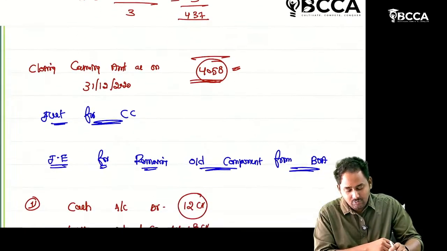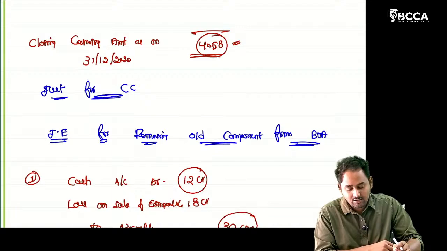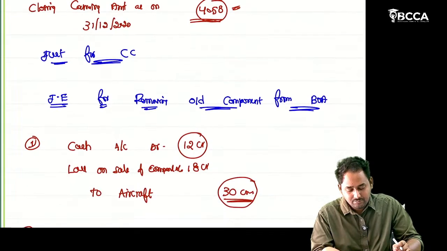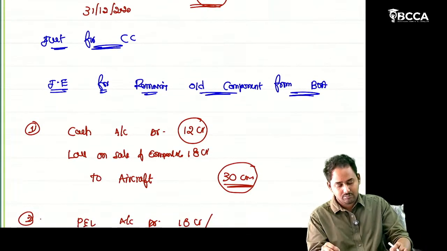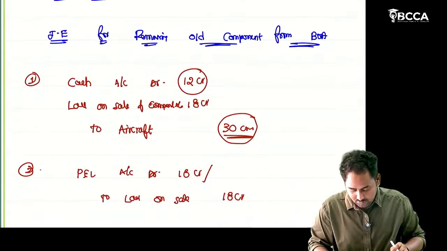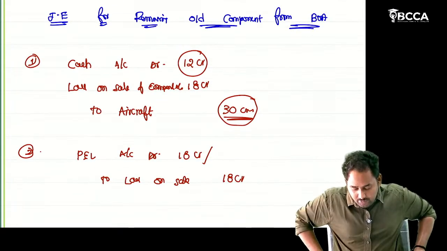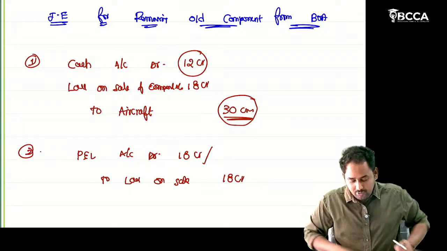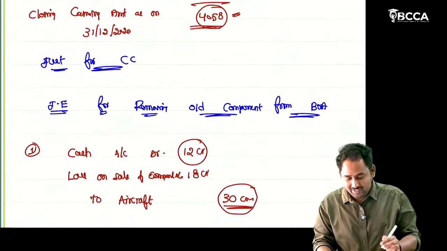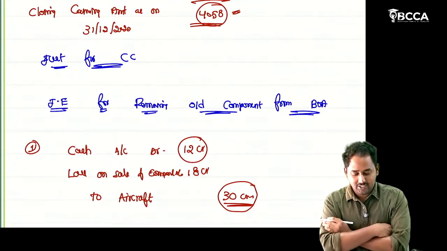So let's see what the journal entry is. Cash account debit to loss on sale of old components. It's not like that. Wait. It's just for your understanding purpose.